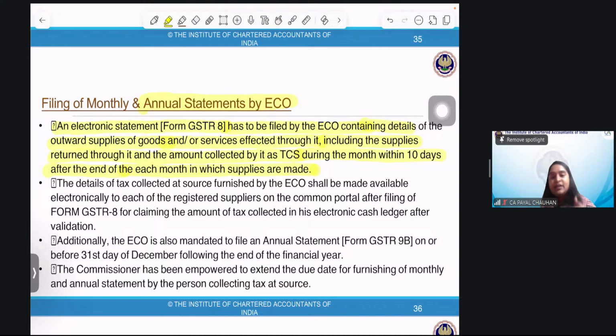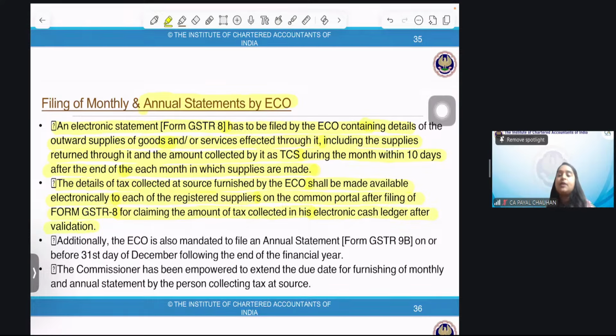Yes, and whatever TCS I have deducted, I'll deposit it to the government in the succeeding month. Now, the details of tax collected at source furnished by the e-commerce operator shall be made available electronically to each of the registered suppliers on the common portal after filing of Form GSTR 8, for claiming the amount of tax collected in his electronic cash ledger after validation.